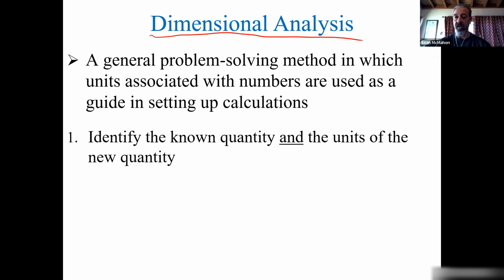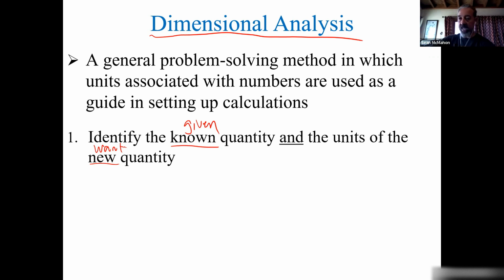So the first step is I have to figure out what's given to me, the known quantity. Sometimes I call it the given. And I have to determine the new quantity, what it's asking for. I call it the want. Okay. So what do I start with? What am I given? And what do I want? And how do I get there?